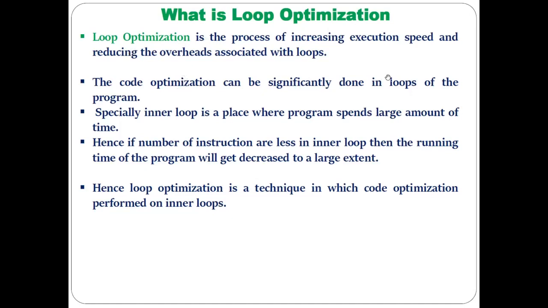Okay, so same thing I have mentioned here. Loop optimization is the process of increasing the execution speed and reducing the overhead associated with the loops. Now, what do you mean by the overhead associated with the loops? What is the meaning of overhead in case of the loop?